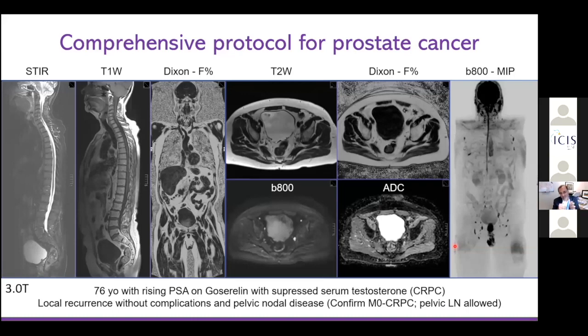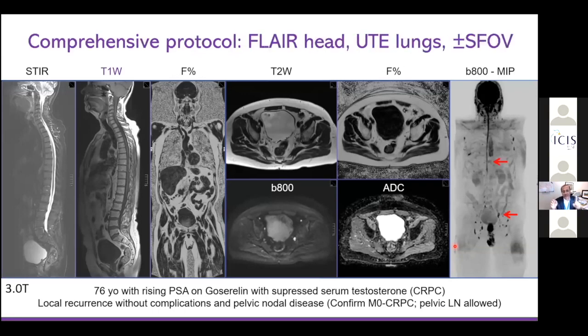So here's a nice example of a comprehensive protocol, which should take less than an hour. So a T1, a Dixon in the coronal plane, a Dixon in the axial planes with the fat reconstructions, which are mandatory, as Christina just mentioned, and then the spinning MIP image on the right-hand side, and you can see that there are, in fact, two abnormalities.